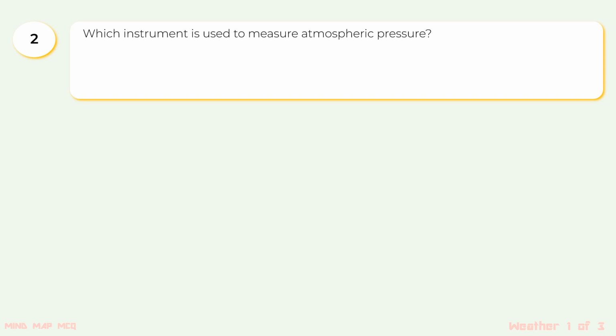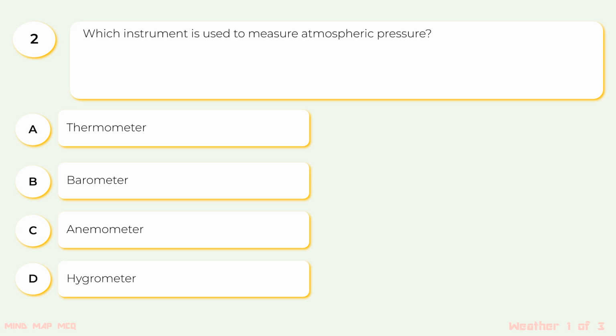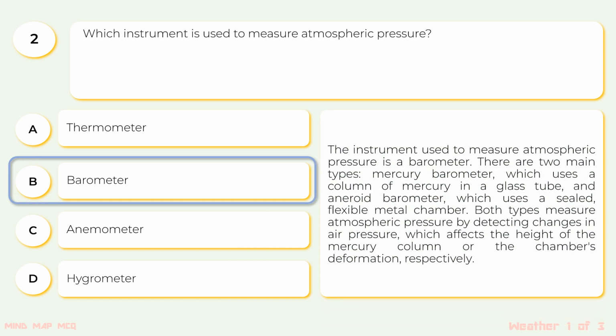2. Which instrument is used to measure atmospheric pressure? The options are A. Thermometer, B. Barometer, C. Anemometer, D. Hygrometer. The correct option is B. Barometer. The instrument used to measure atmospheric pressure is a barometer.